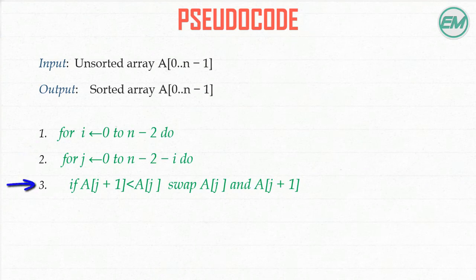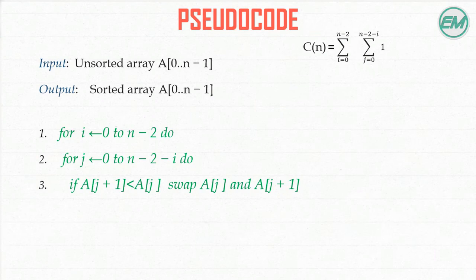How many times does the basic operation execute in the inner loop? It is given by the summation of 1 from j equal to 0 to n minus 2 minus i. This has to be multiplied by the number of times the outer for loop executes. So we multiply this by the summation from i equal to 0 to i equal to n minus 2. This whole expression gives us C of n, that is, the number of times the basic operation executes.